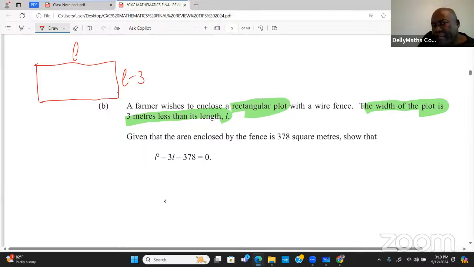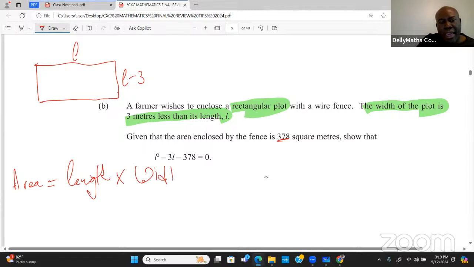Now, the question is saying that given that the area enclosed is 378 square meters, show that L squared minus 3L minus 378 is equal to 0. We are going to embark on the idea of area. How do we find the area of a rectangle? Area of a rectangle is always equal to my length times my width. And that is why the question was designed around that idea.